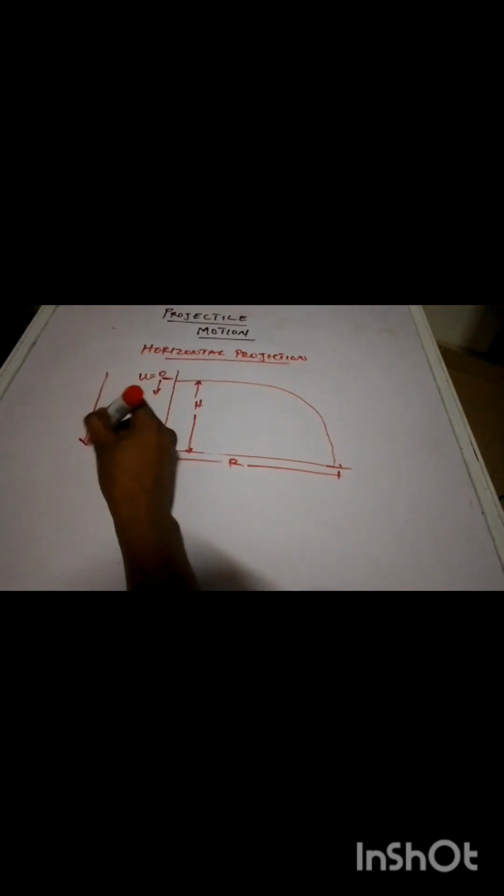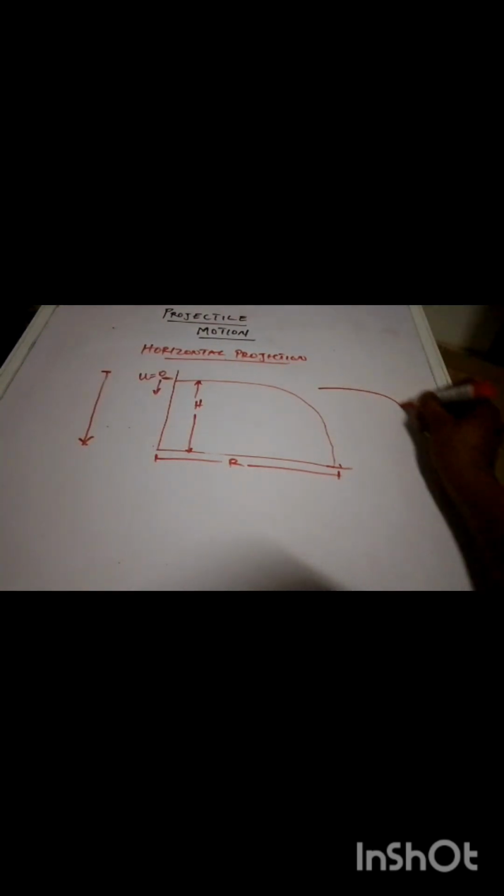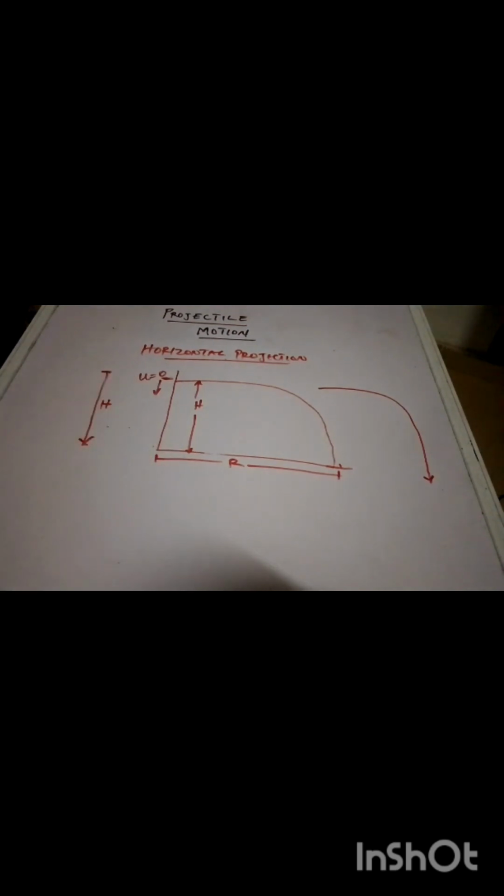I want to separate this into two components: the vertical movement and the horizontal movement. For the vertical movement, our u, the initial velocity, is 0, and our s is the distance, talking about the height covered, and because the object is moving under gravity, our g is going to be positive.